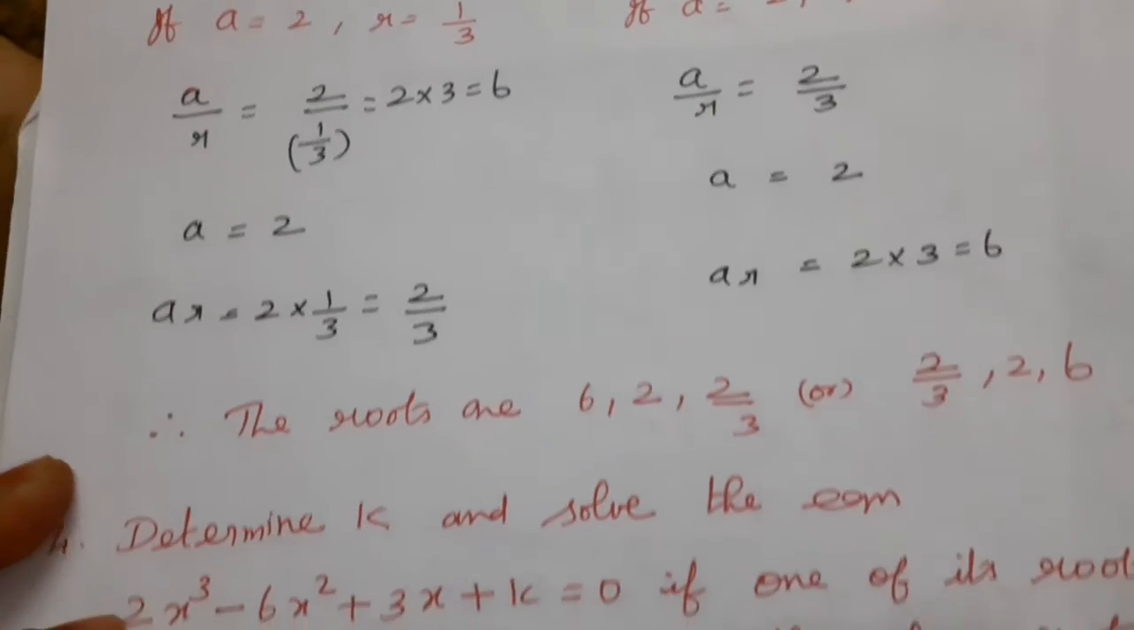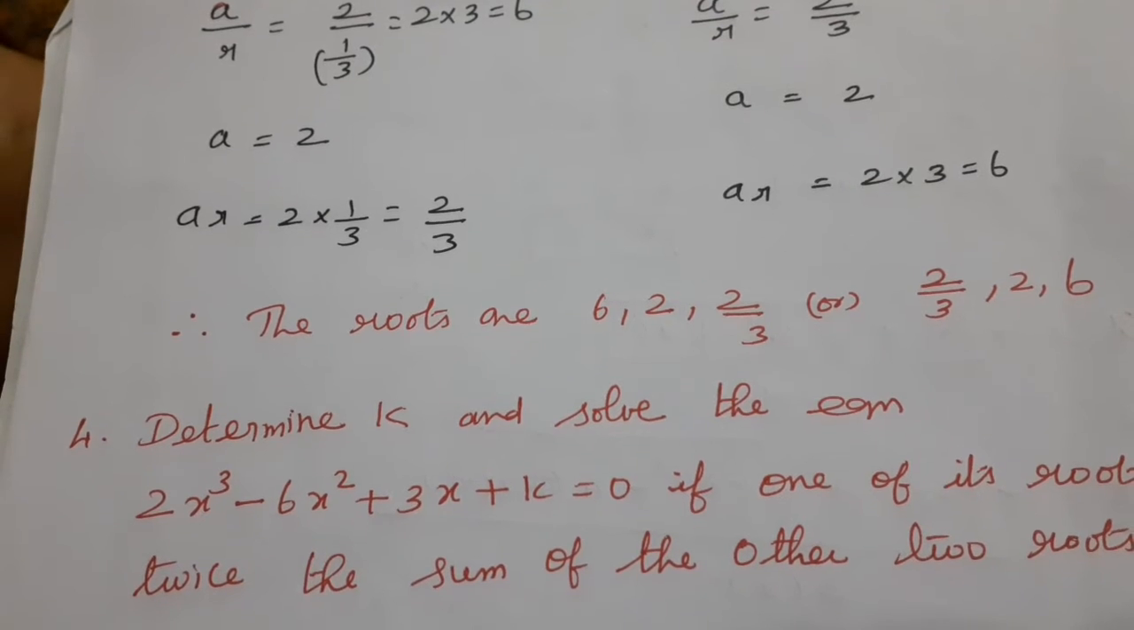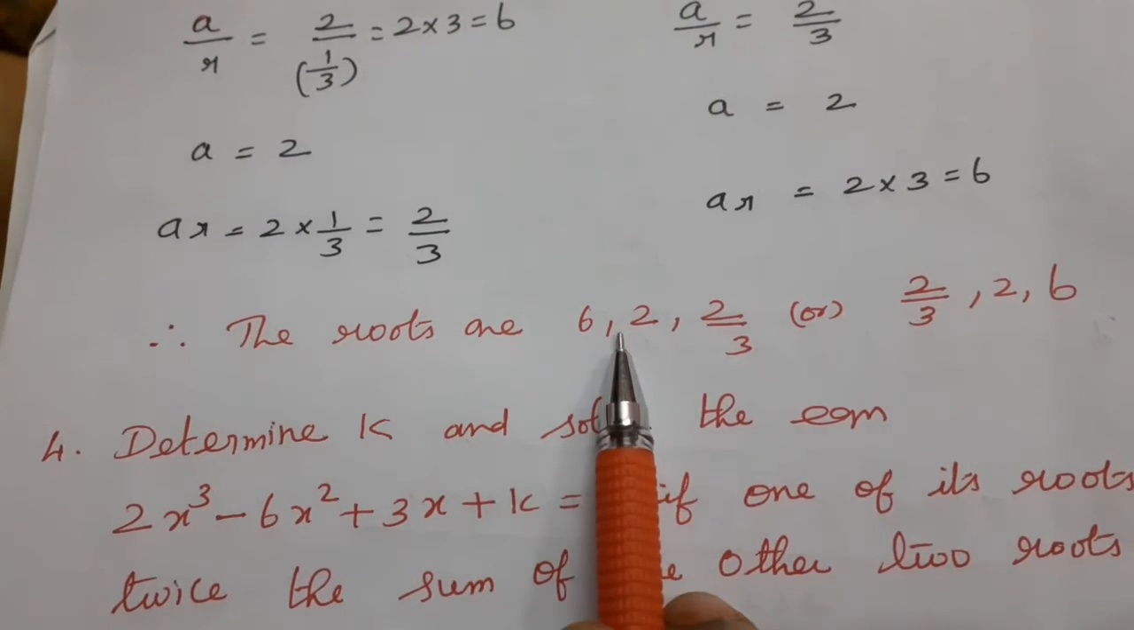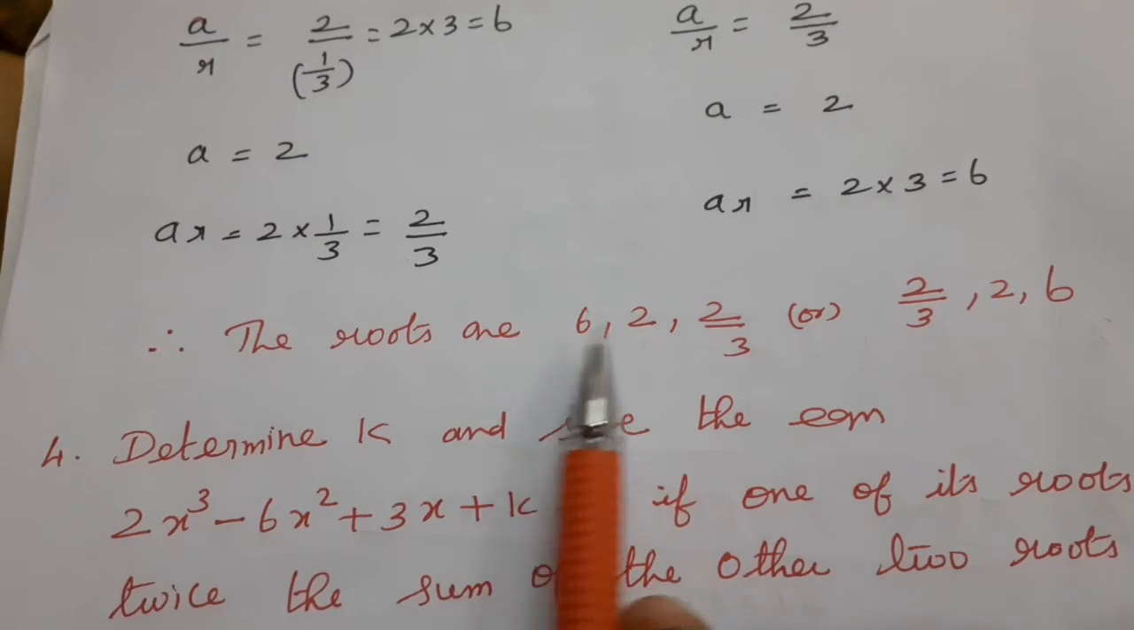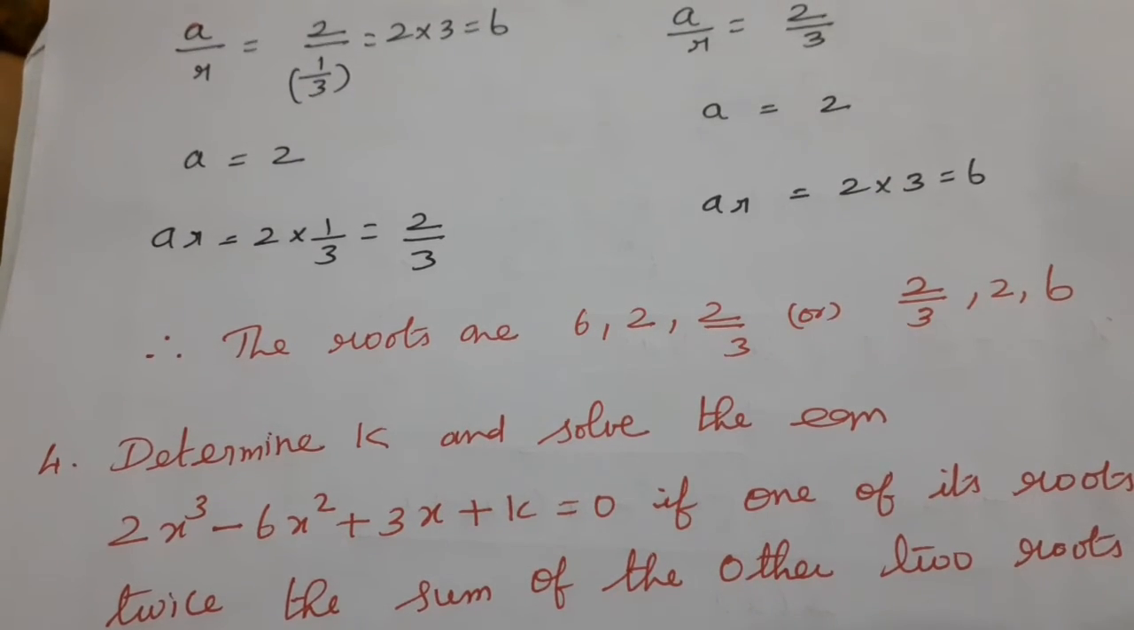Therefore the roots are what? 6, 2, 2 by 3. They are the reciprocal, 2 by 3, 2 in reverse order. 2 by 3, 2, 6 only.